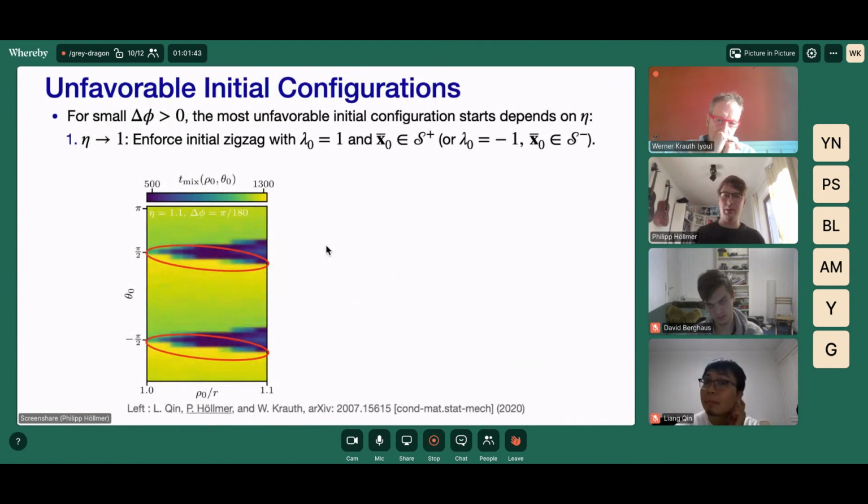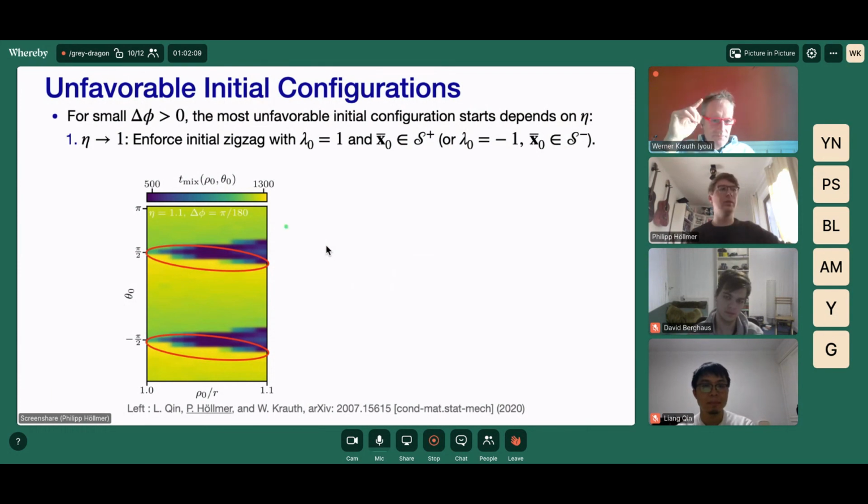Luckily, we have a very deep understanding of our ring system because it's not that complex, and we can identify the most unfavorable initial configurations more or less easily, at least for small eta. So now, for the case when eta becomes small, the most unfavorable initial configuration is the one that yields trajectories that always start with a zigzag. And we can enforce this by choosing, for example, lambda 0 to be 1 and x0 to be in the right segment.